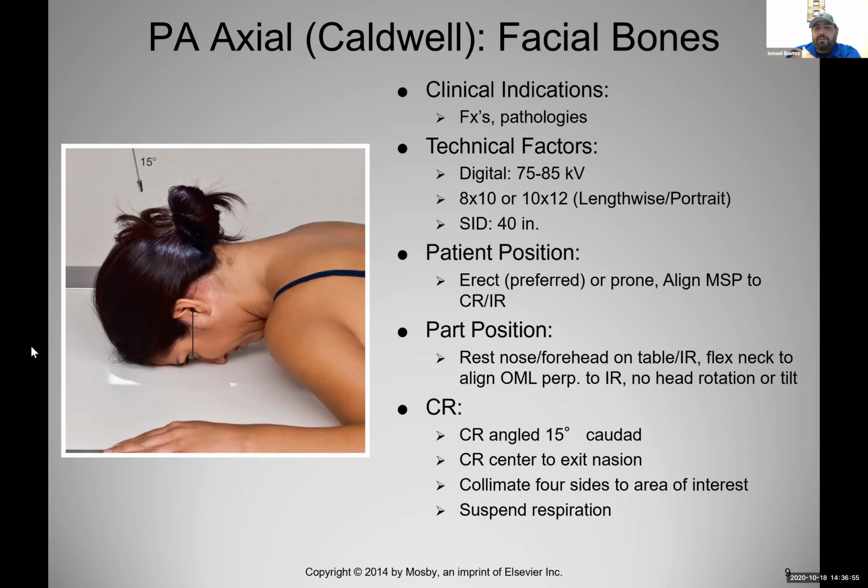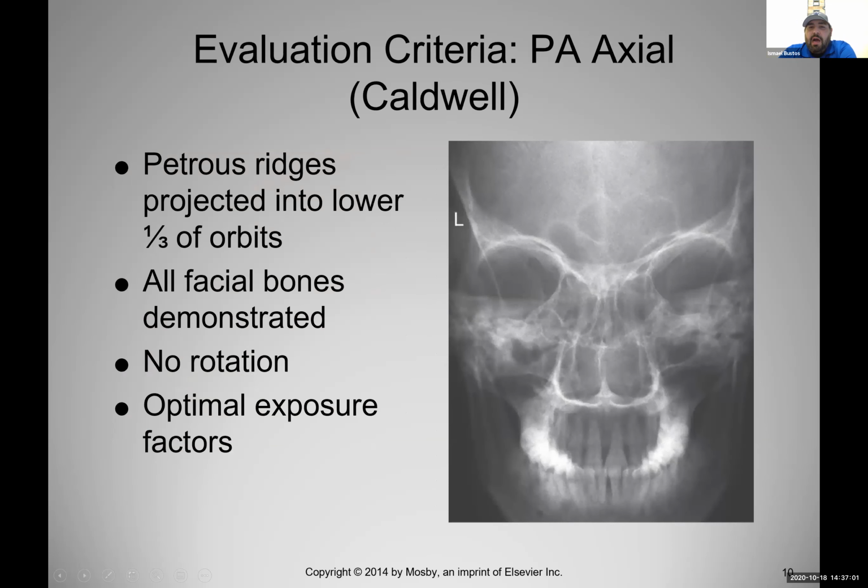Here we go. So just like any other Caldwell projection, we do want to see the ridges in the lower 1/3 of the orbit, which we do here. So there are the ridges, lower 1/3 of the orbit, good Caldwell. However, we do have some issues here with collimation, because if it is a facial bone projection, we want to make sure we see all of the facial bones. So we are kind of clipping off some of the facial bone on the side there. We don't want to do that. We want to make sure we include all the facial bones.